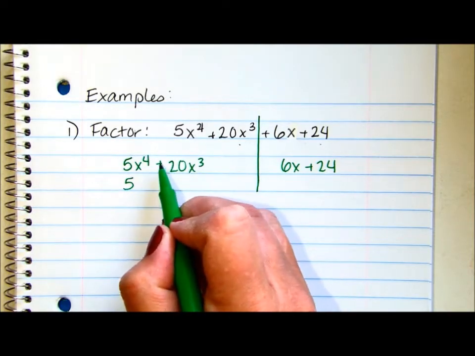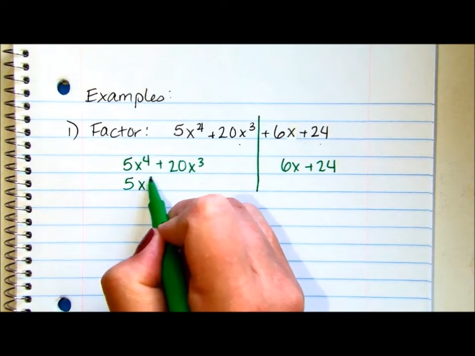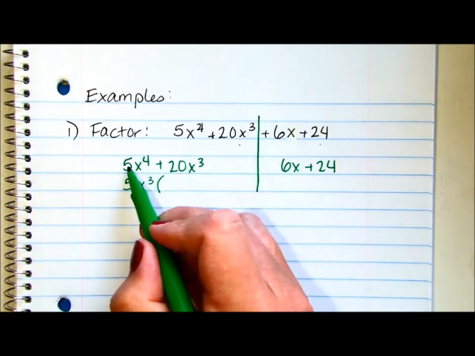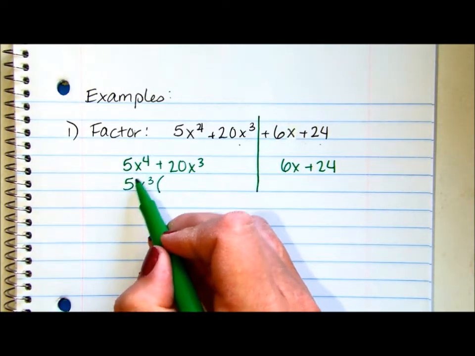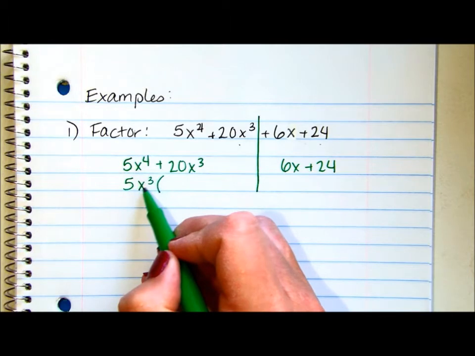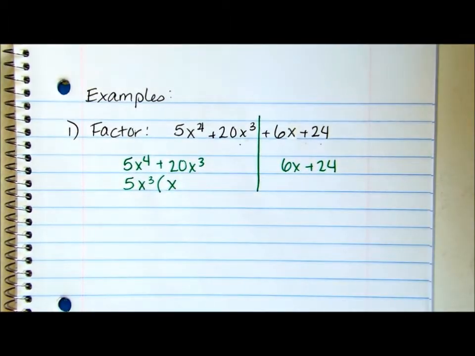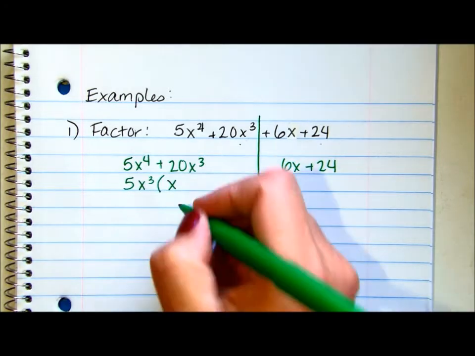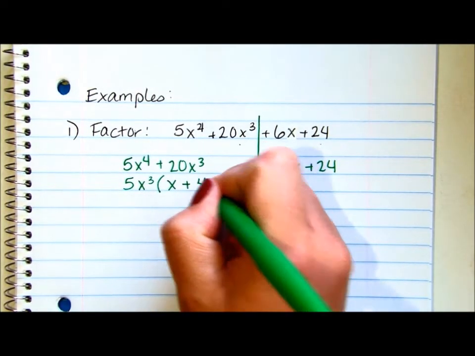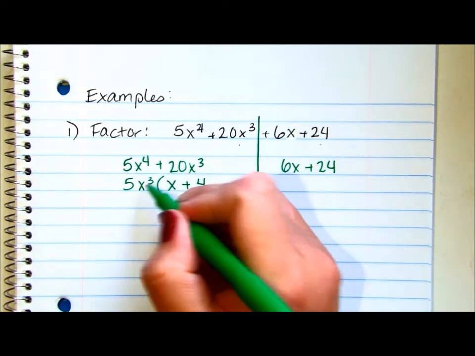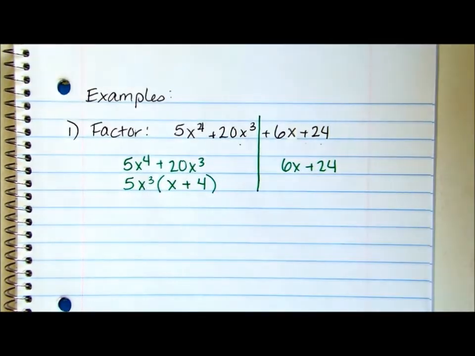Now, when I go 5 divided by 5, I get 1. And I have x to the fourth over x to the third. That's going to leave me with 1x remaining. So we're going to get x inside of our parentheses. Now I'm going to go 20 divided by 5, and that's going to give me 4. And then x to the third over x to the third would cancel out. So we get x plus 4 in our first parentheses.